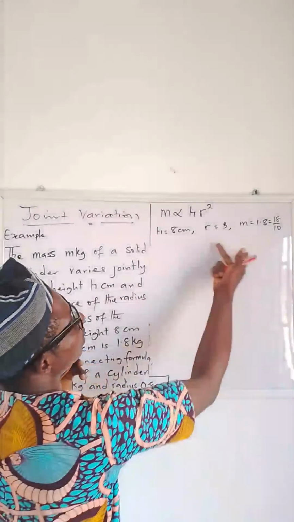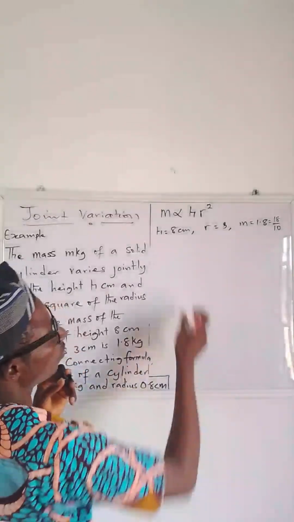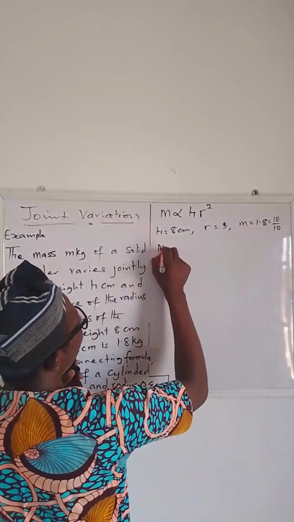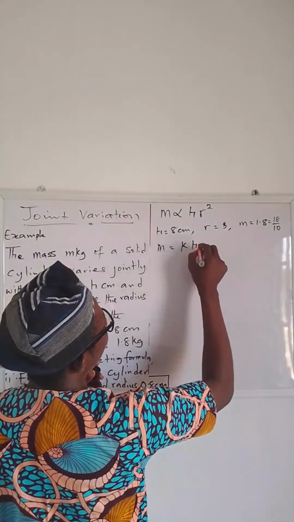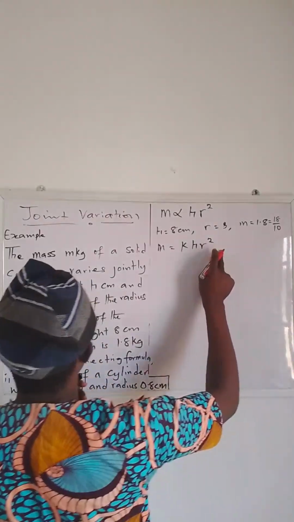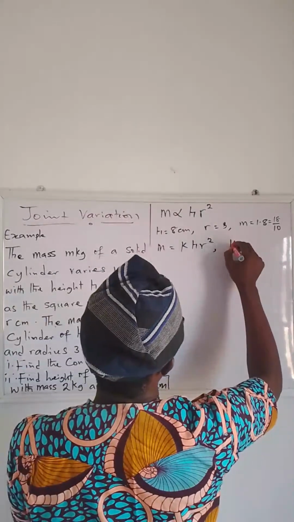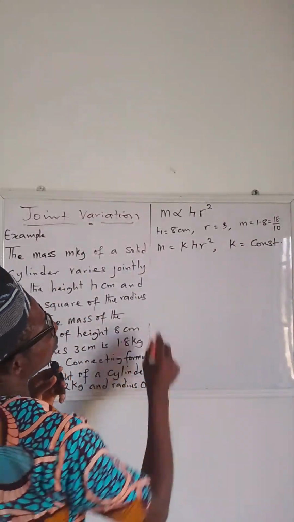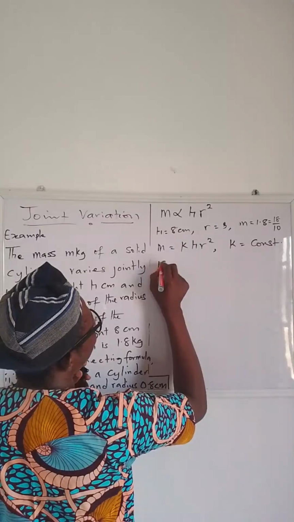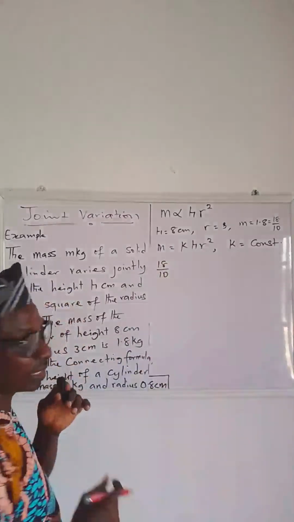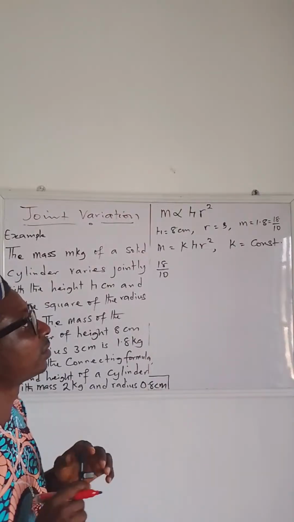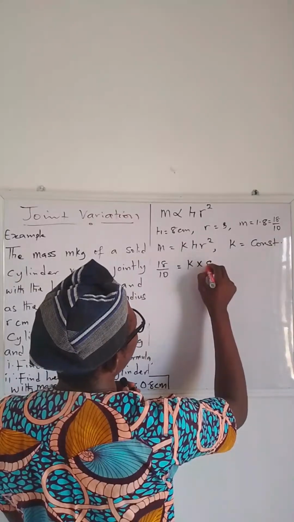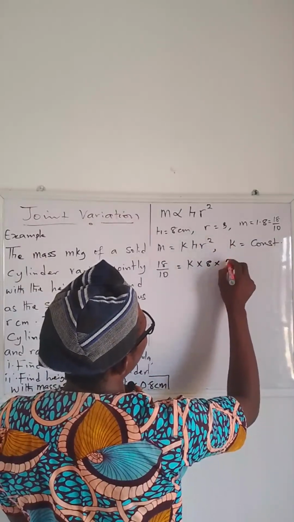Now let's plug in these values. But before we do that, you need to change the variation to an equation. So you have m equals k h r squared, where k is a constant. Now let's plug in the values. So we have m is 18 over 10, which is the same thing as 1.8, equals k times h, which is 8, times r, that is 3 squared.